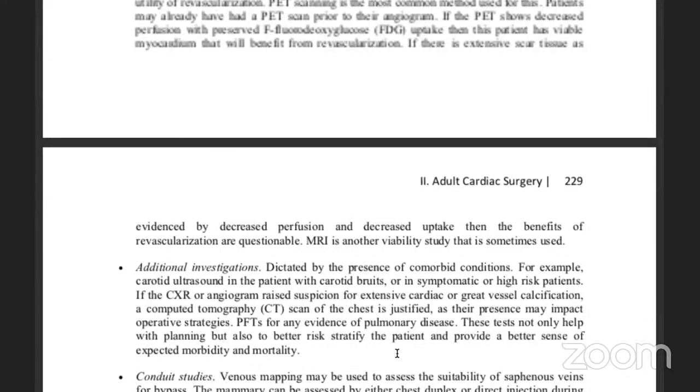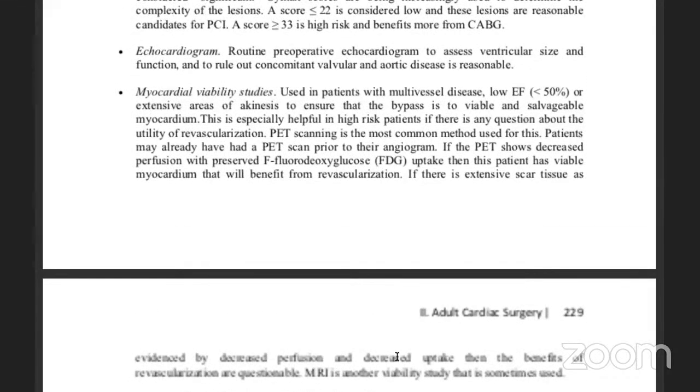I personally would consider doing viability in a very low ejection fraction, and even then you have to look at the current literature, which says that there is no extra added benefit of doing any viability studies. Either you do the procedure or you don't. But I would personally still think that viability will help me decide if I should operate on those patients or not. In this particular one, the ejection fraction was not bad.